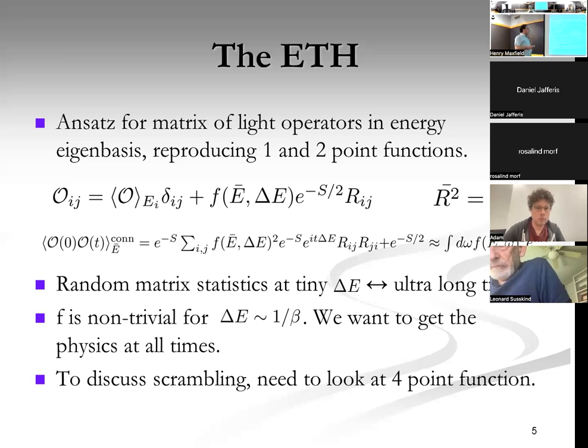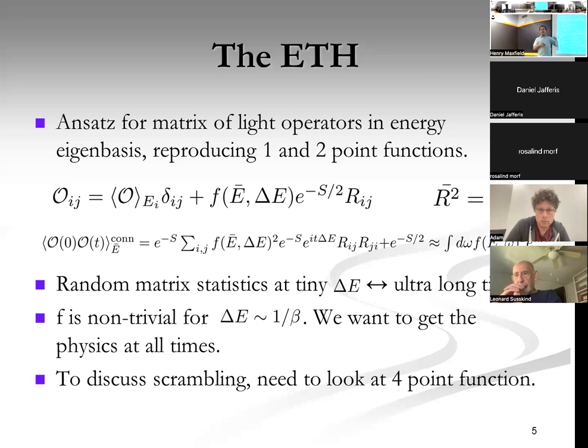Okay. Now, in this story, one can think of what's happening at different timescales. If you look at very tiny energy splittings, then you're just talking about random matrix statistics, which is related to ultra long timescales. That's not going to be sensitive to the function f or any other corrections that appear in this formula. That's extremely universal. The function f is really non-trivial only when the energy separation is of order the temperature, because otherwise the 2-point functions go to 0 at times much larger than the thermalization time.